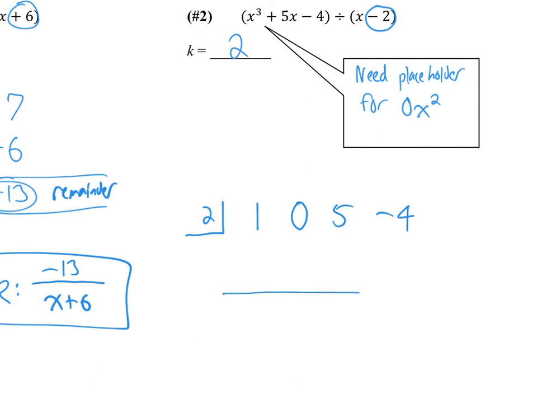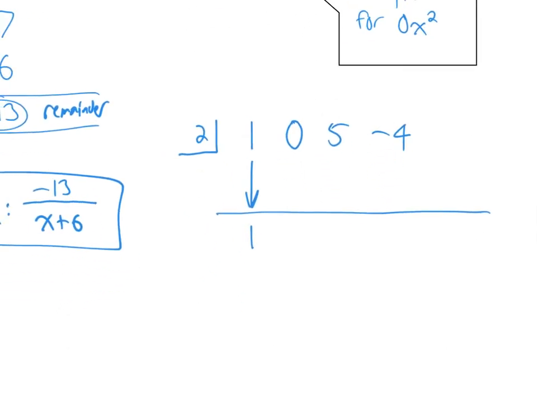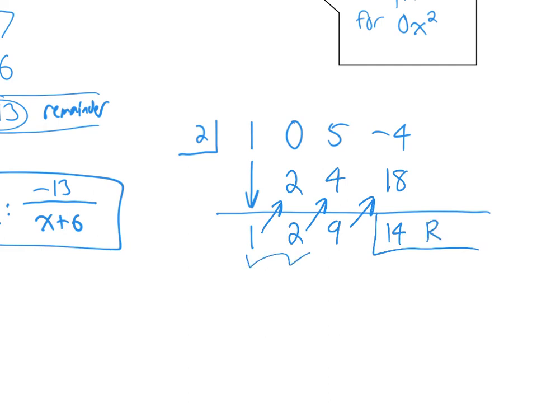We put a line underneath here with room for some numbers. First thing we do is bring down the 1. Then we multiply 2 times 1, which is 2, and that goes up here. Then we add straight down, 0 plus 2 is 2. Then we multiply 2 times 2, which is 4. Add straight down, 5 plus 4 is 9. Then we do 2 times 9, which is 18, that goes up here. And negative 4 plus 18 is 14. So this is our remainder, and this is our answer right here.